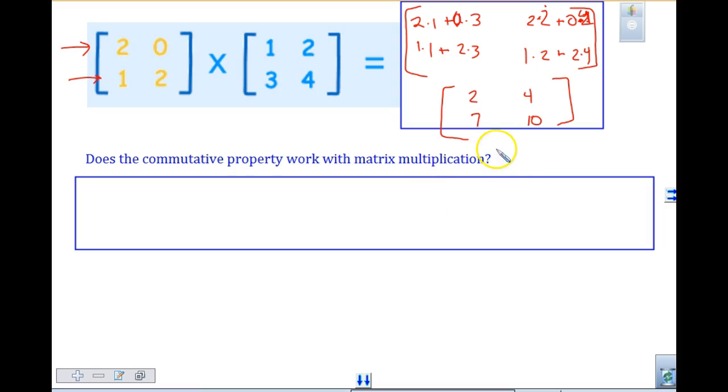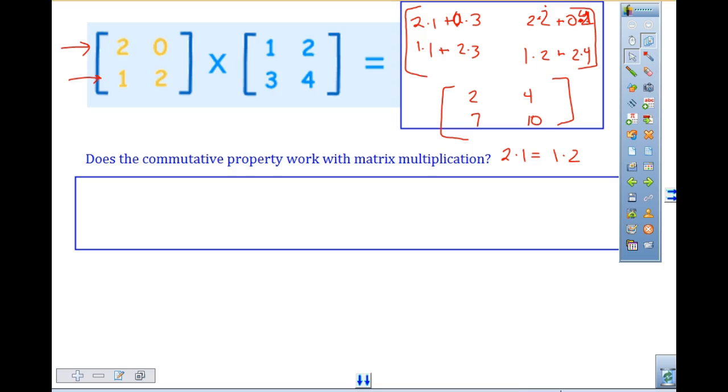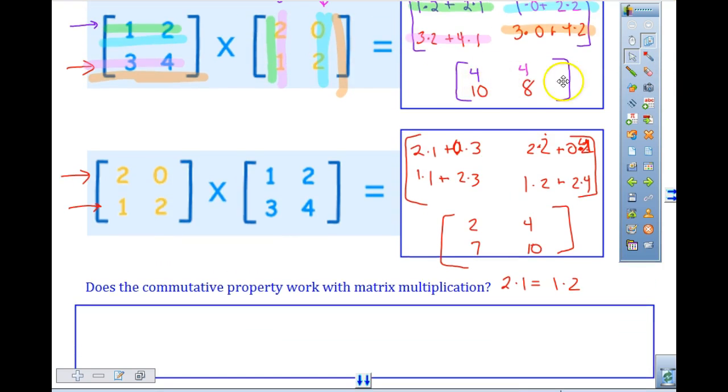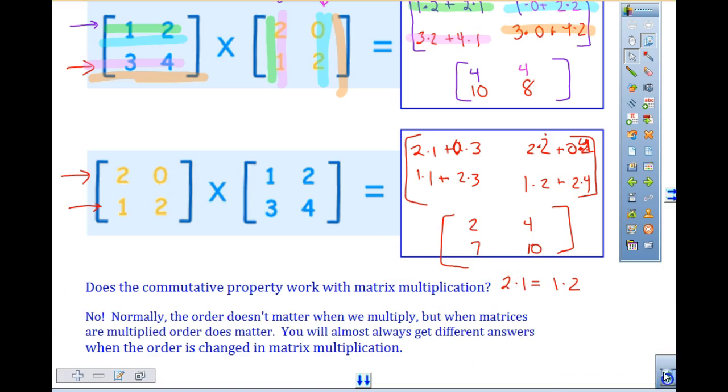Meaning, remember, 2 times 1 we know is the same as 1 times 2. So is this property commutative? Did we get the same answers? No, this matrix is not the same as this one. So, is multiplication of matrices going to be commutative? No, definitely not. Normally, order doesn't matter when we multiply, but when matrices are multiplied, order does matter.